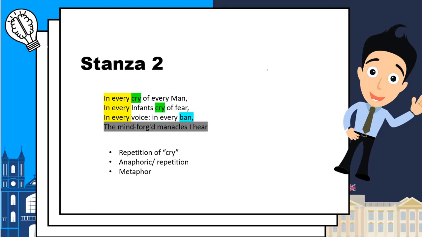And then it ends the stanza with a metaphor. The mind-forged manacles I hear. So forged is something that's branded, something that's made. So this suffering has been made by man. And manacles are kind of the chains. So these forged, these man-made chains, it's the metaphor that everybody is imprisoned and is oppressed by the state. So repetition, anaphora, and metaphor in stanza 2.